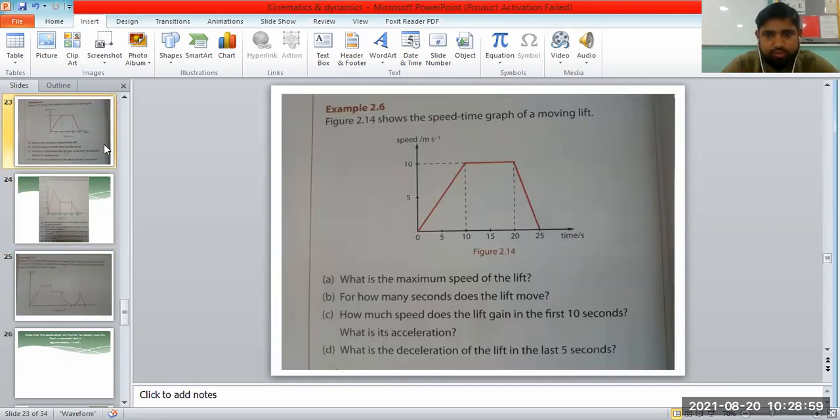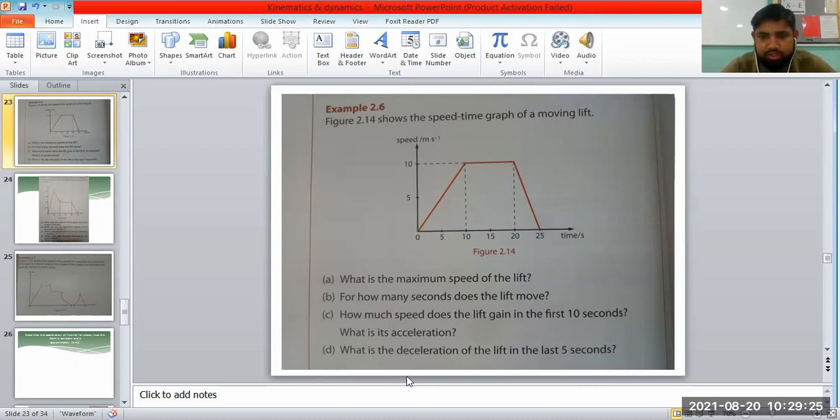For example, this one, speed time graph of a moving lift. What is the maximum speed of the lift? That is 10 meters per second. For how many seconds does the lift move? So for 25 seconds, lift is moving. How much speed does the lift gain in first 10 seconds? So that is 10 meters per second. What is the acceleration? For first 10 seconds, acceleration will be 1 meters per second square.